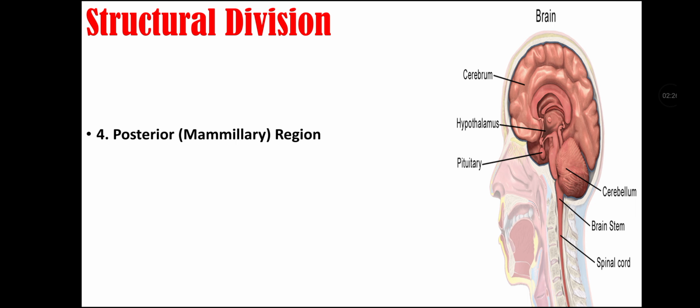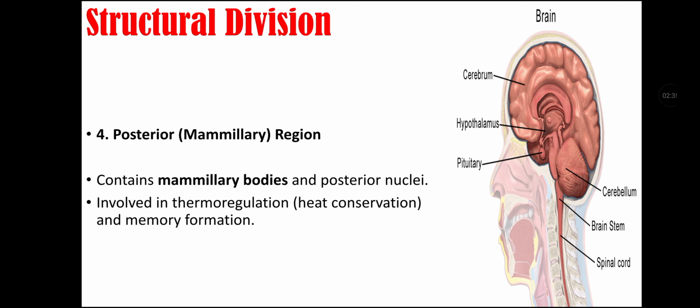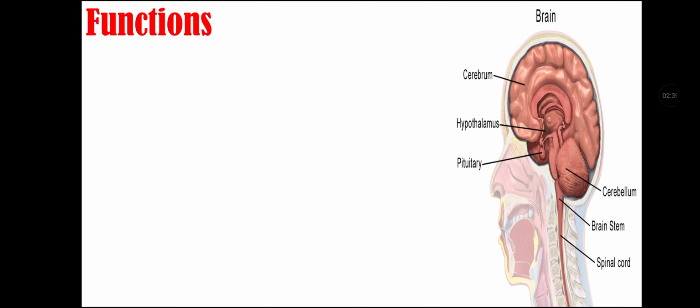Fourth region of the hypothalamus is the posterior region that is also called the mammillary region. It contains mammillary bodies and posterior nuclei. It is involved in thermoregulation like heat conservation and memory formation.